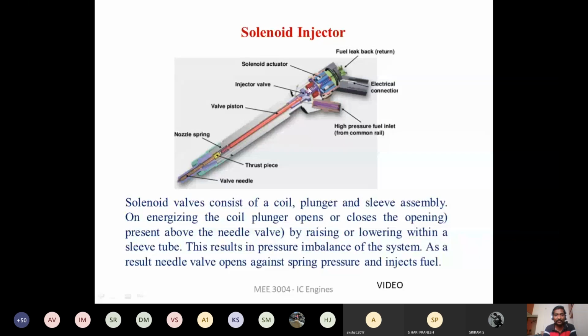Because of this, the pressure difference is going to exist, and thereby the orifice is going to open at the bottom of the needle valve. Okay, so this is how it works. I'll show you a small video of how this solenoid valve works. Most of the CRDI engines, common rail direct injection cases, will be using this solenoid fuel injector, and the latest one is piezoelectric fuel injectors.